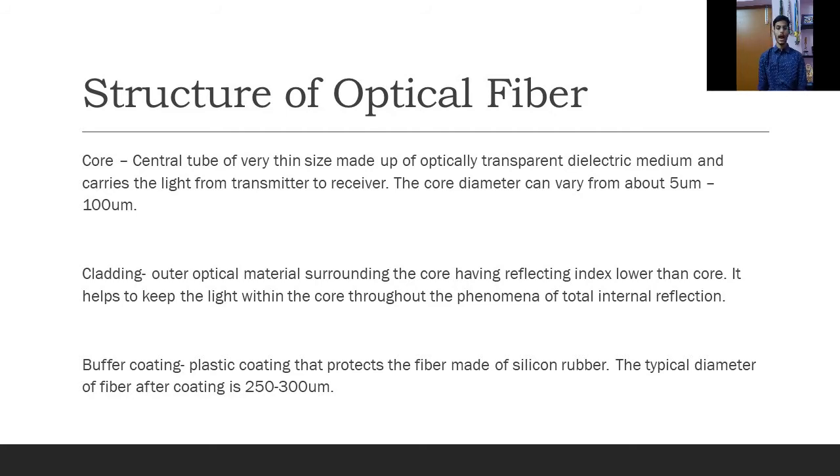Cladding. So cladding is the outer optical material surrounding the core having refractive index lower than the core. It helps to keep the light within the core through the phenomenon of total internal reflection. So coming to the buffer coating, it is a plastic coating made of silicon rubber that protects the fiber. The typical diameter of fiber after coating is 250 to 300 micrometer.